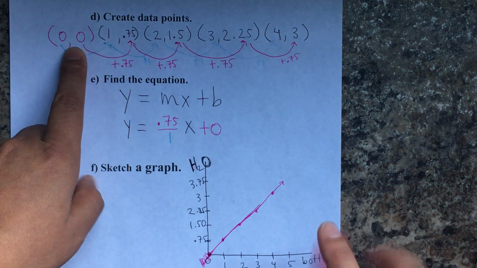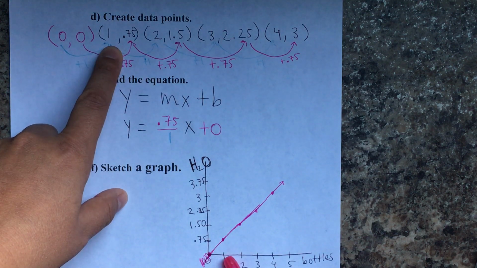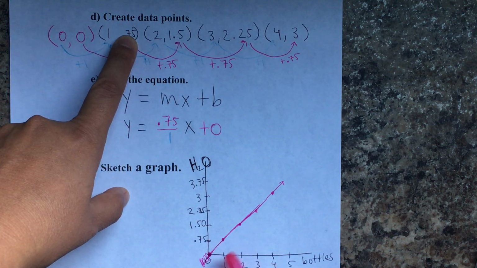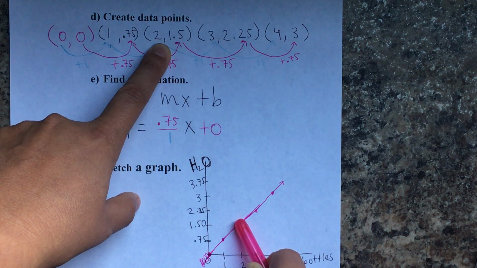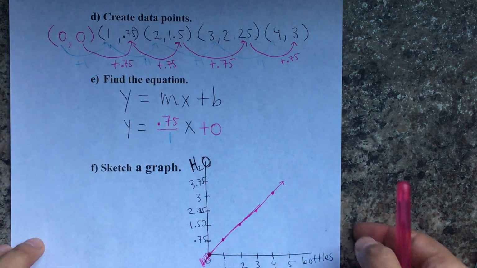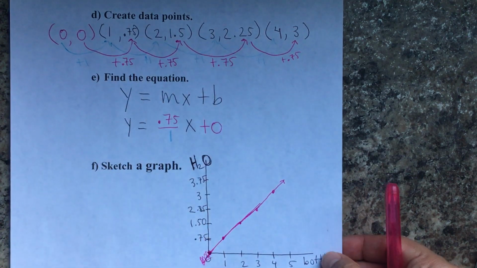If you were to use this, it's still the same. 0, 0, 1.75. For this one is 2, 1.5, so 1, 2, and then 0.75, 1.5. Okay, so it's going to be going on like that, where you can use either the point or the equation to graph.